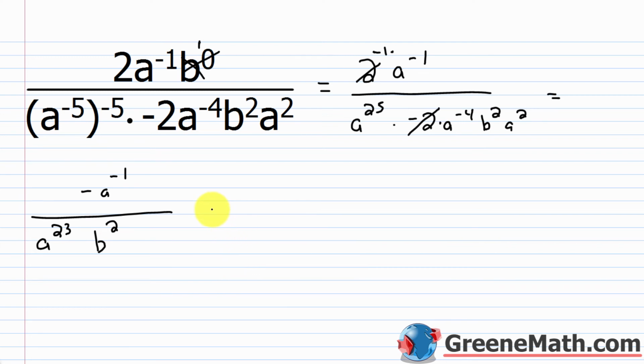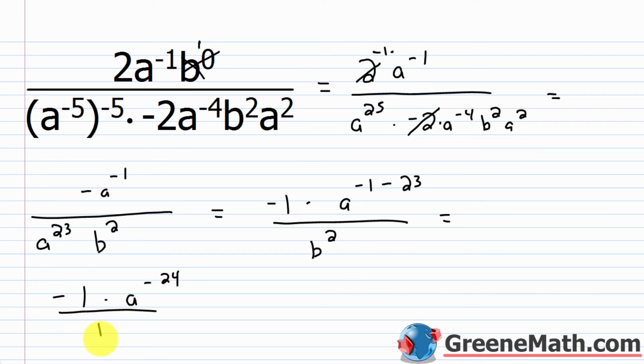So the last thing is, let me write equals. I'm going to put a -1 times. I have a to the power of -1. Now I have an a to the power of 23 here. So what I can do is keep a the same. I would subtract -1 minus, we have 23 in the denominator, so minus 23. And this would be over b squared. So again, I'll have -1 times a to the power of -1 minus 23, which would be -24. This is over b squared.